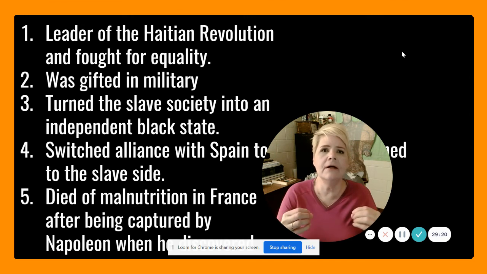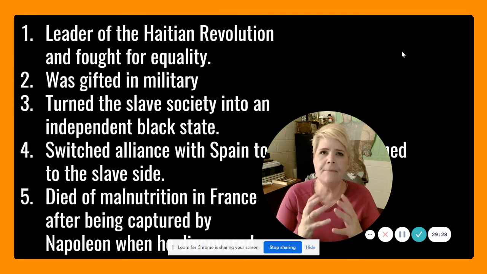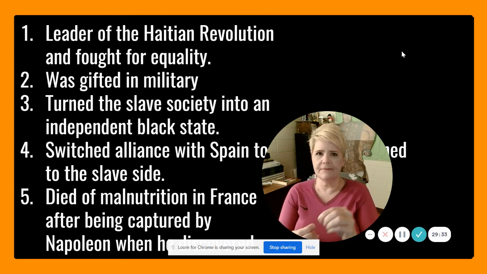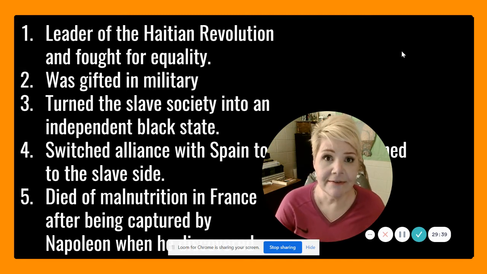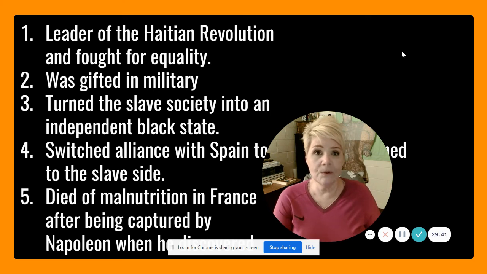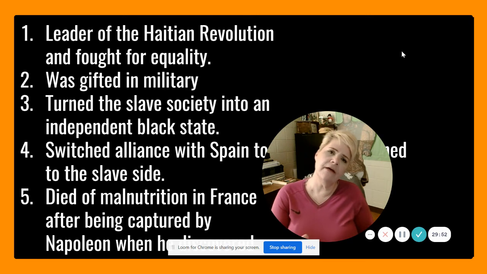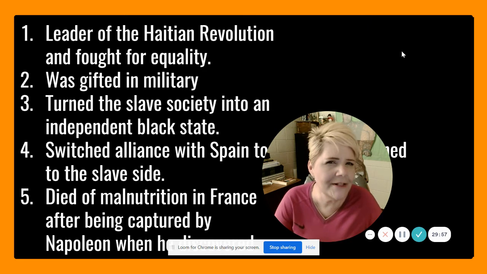Basically, he got everyone who was black in Haiti to come together and work together as a state. Big accomplishment. Then he switched alliances from Spain, because Spain was backing the slaves in Haiti, to France. Remember, France controlled Haiti. Haiti was a colony of France. Huge. Toussaint was kind of like a spy, you know what I mean? Kind of figuring out what France is up to before things happen.